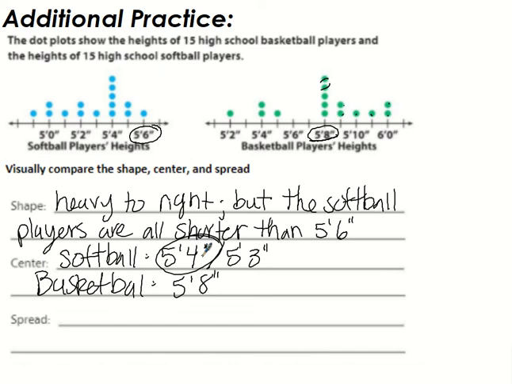So if we look at the softball players, they go from 4'8" to 5'6". Right, 4'8" to 5'6". How many inches is that? 2, 4, 6, 8, 10, 12, 14 inches.